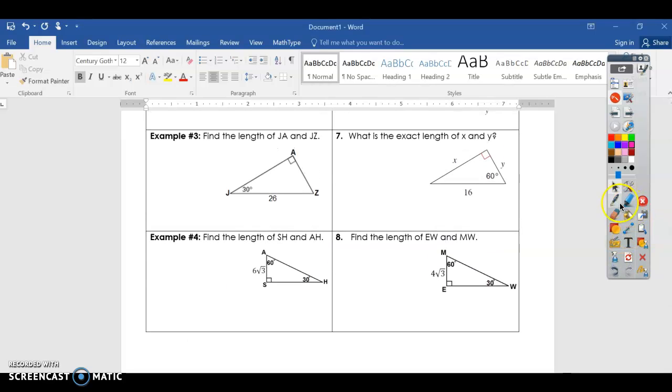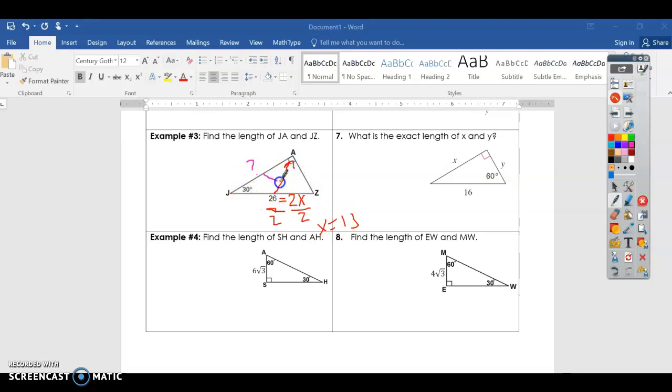Okay? Example 3. Find the length of JA. So here's JA. Let's put a little question mark there. But let's first figure out what we have. They give me 26. 26 is across from my 90-degree angle. So I know that 26 is equal to 2x because across from the 90 is 2x. To get x by itself, let's divide both sides by 2. And x is 13.